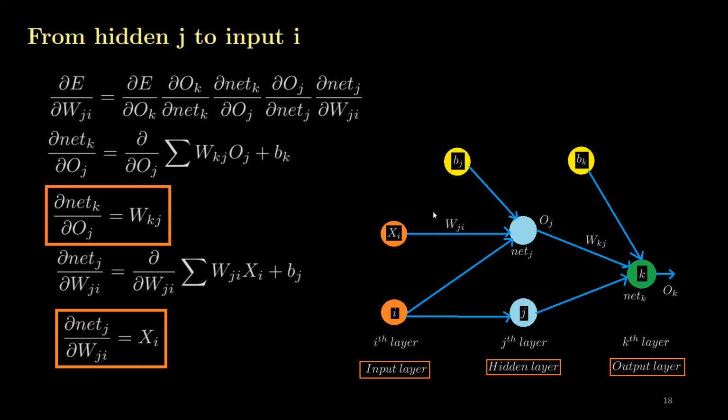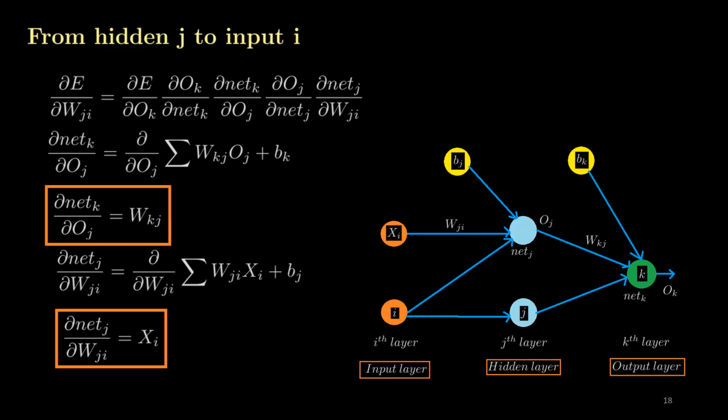Basically, we have to update the weight that is present between the input layer and the hidden layer. But we have to start from the error, because the purpose of each weight update is to remove the error. Therefore, we start from the error and reach the weight present between the input layer and the hidden layer. So let's see how many steps we need.